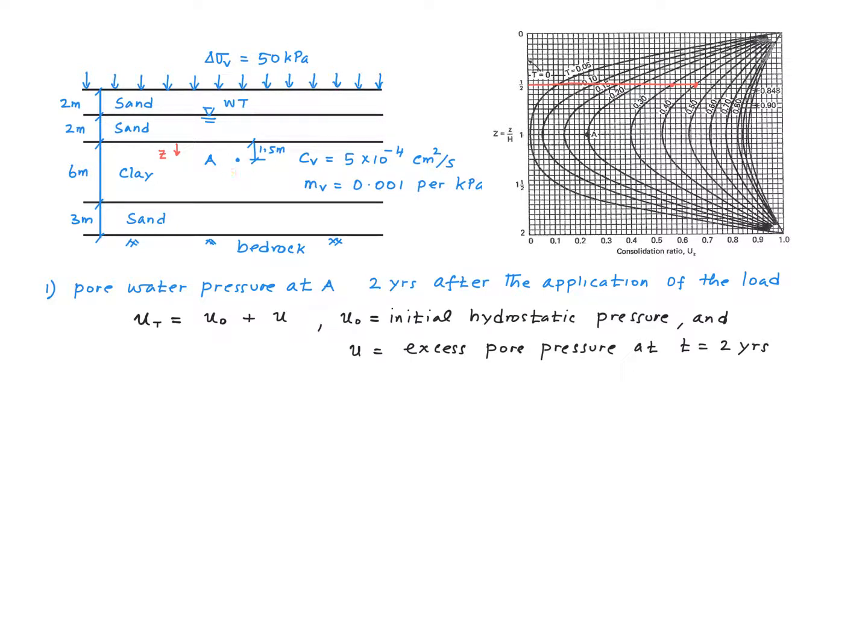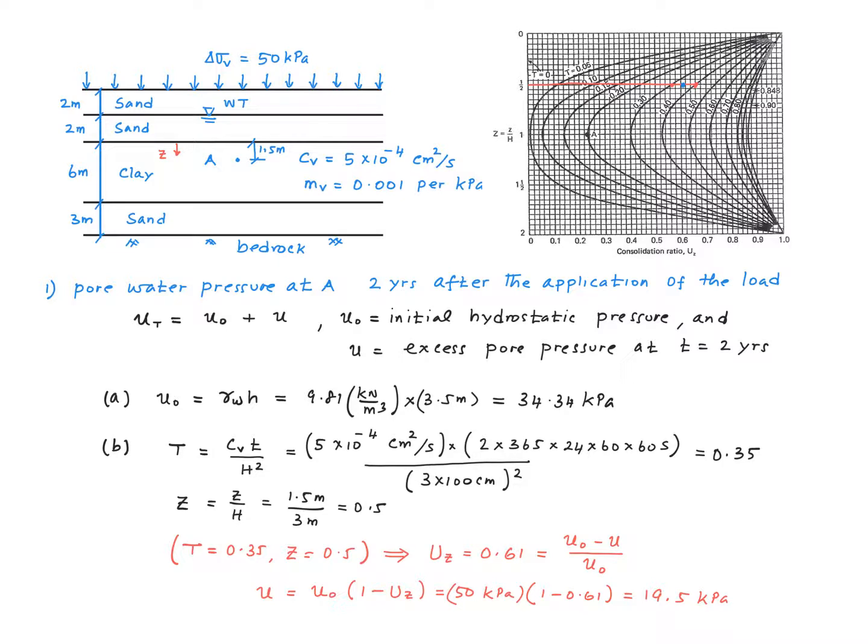The pore pressure at point A consists of two parts: the initial hydrostatic pressure, u naught, and the excess pore water pressure 2 years after, little u. The calculation of u naught is pretty straightforward. u naught equals gamma w multiplied by h, where gamma w is the unit weight of water, h is the depth of point A from the water table, which in this case is 2 plus 1.5, which is 3.5 meters. And of course the unit weight of water is 9.81 kilonewton per meter cubed. So that formula gives us a value of 34.34 kilopascal for u naught.